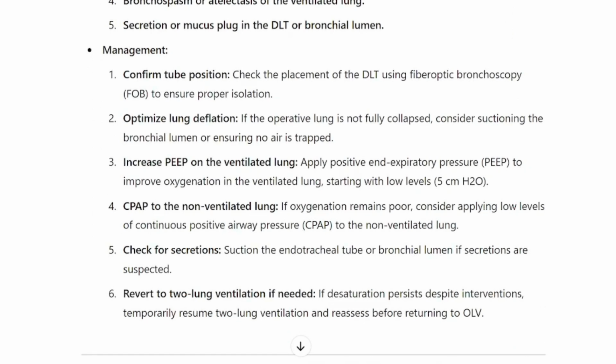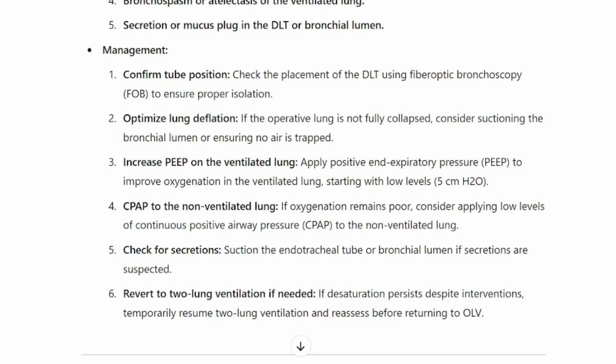2. Optimize lung deflation. If the operative lung is not fully collapsed, consider suctioning the bronchial lumen or ensuring no air is trapped. 3. Increase PEEP on the ventilated lung. Apply positive end-expiratory pressure to improve oxygenation in the ventilated lung, starting with low levels, 5 centimeters H2O. 4. CPAP to the non-ventilated lung. If oxygenation remains poor, consider applying low levels of continuous positive airway pressure, CPAP, to the non-ventilated lung.